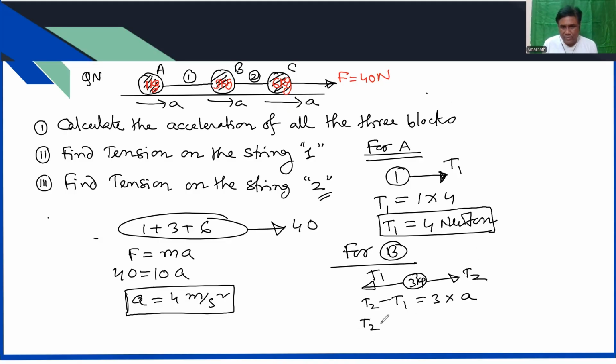So tension T1 minus T1 value is 4 only. And acceleration is 4, no? Acceleration is 4. So it is 12. So it means T2 is equal to 16 Newton, okay? Enough, okay?